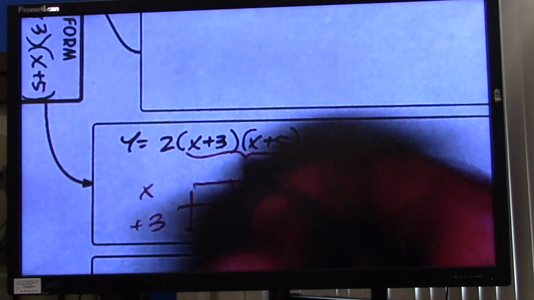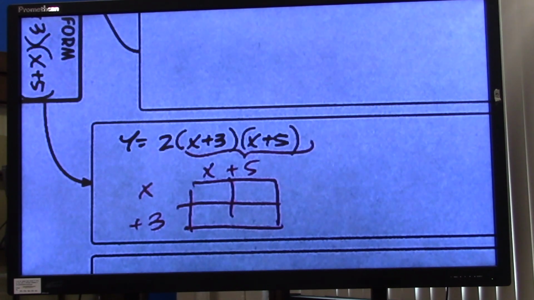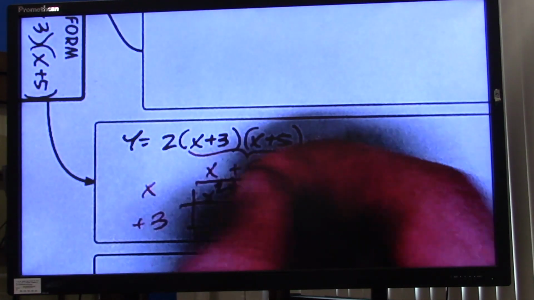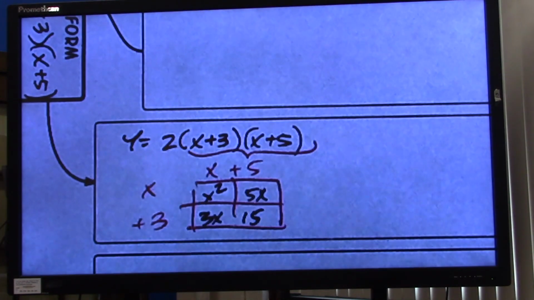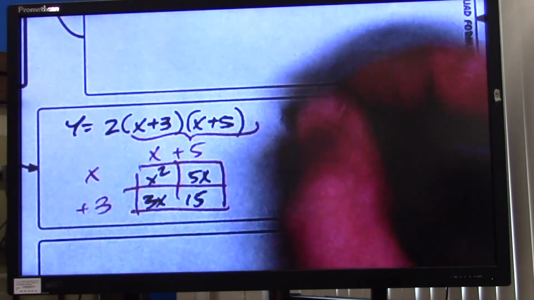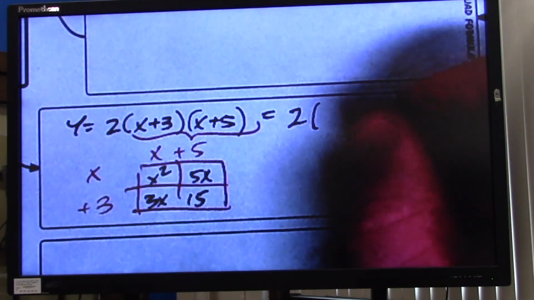(x + 3)(x + 5). I'm ignoring the 2 in front, so I'm just doing the double parenthesis part of this. It's going to be x squared, 3x's here, 5x is there, and a 15 in the corner. Meaning that this is the same as, the 2 comes back. I didn't forget about it, it's coming back in.